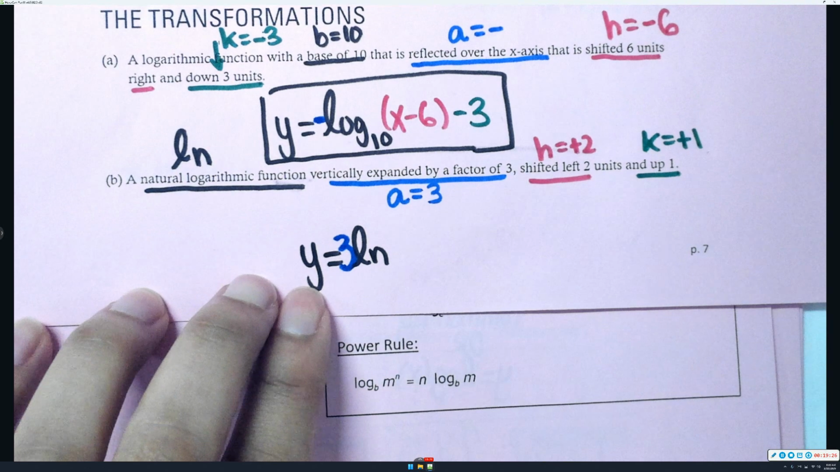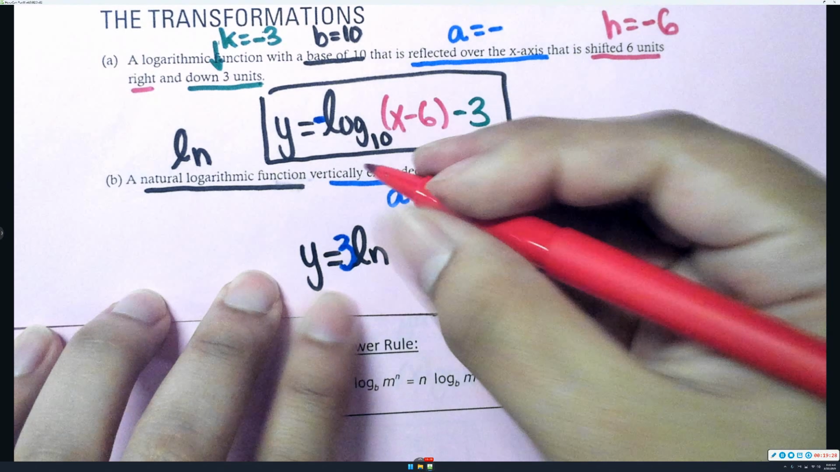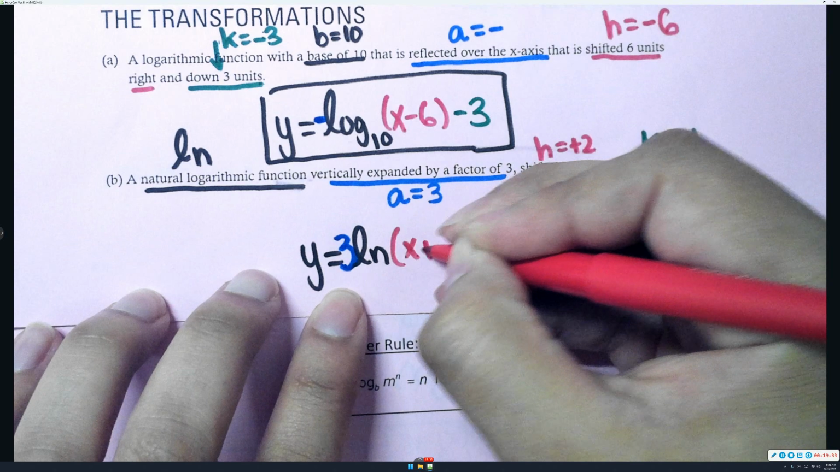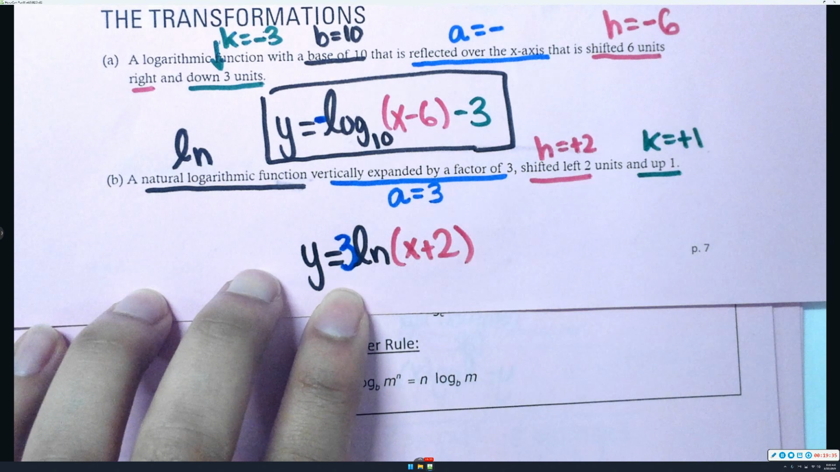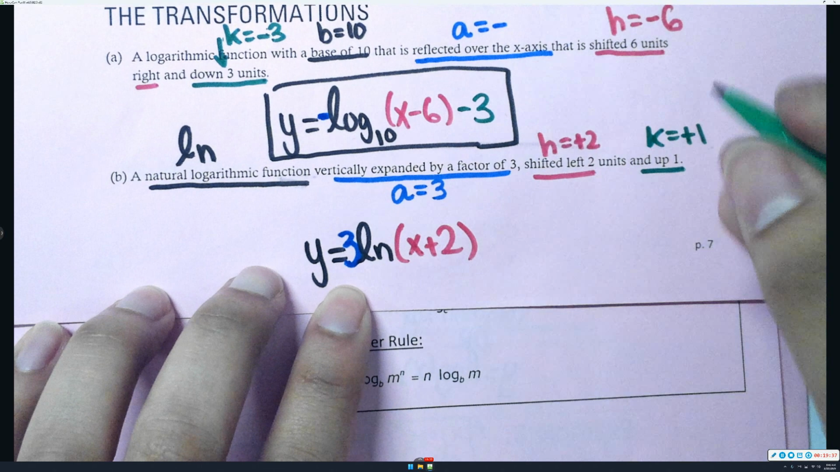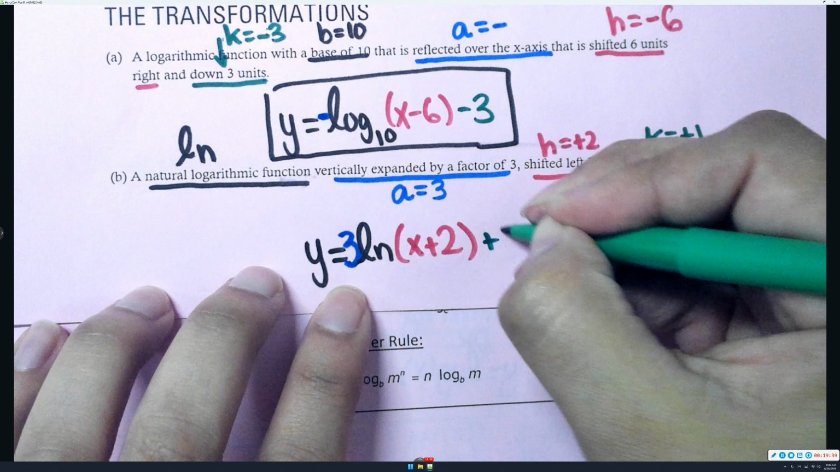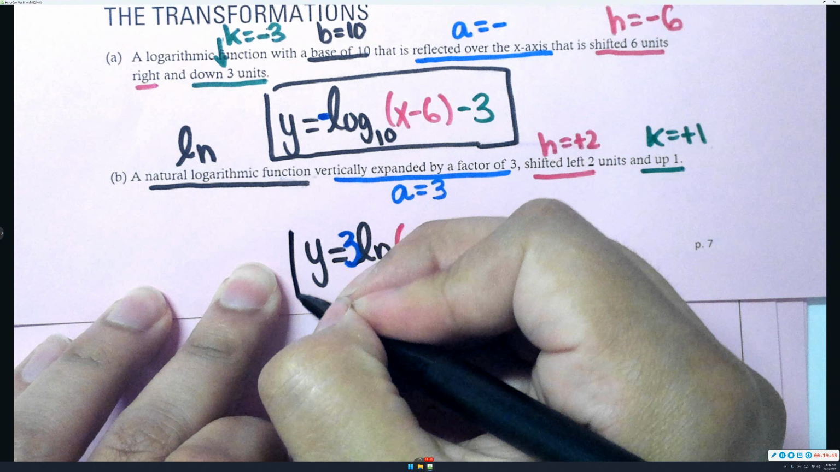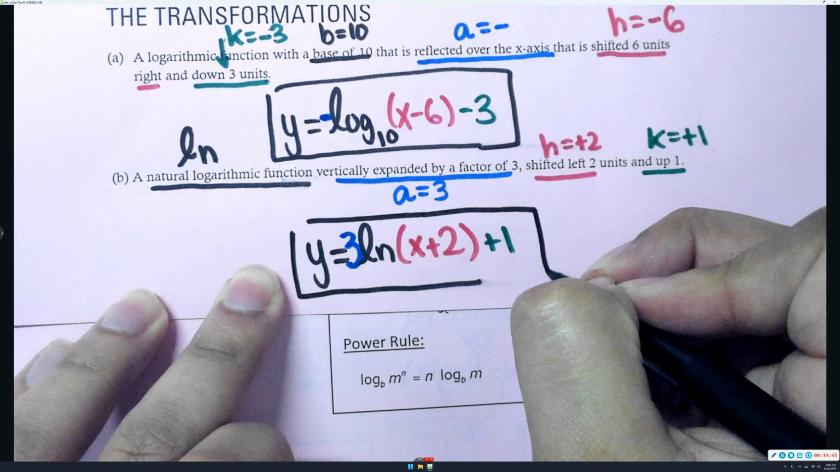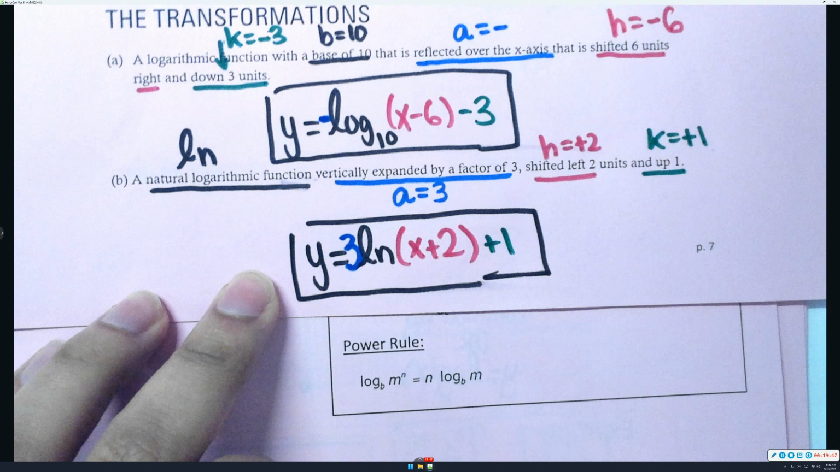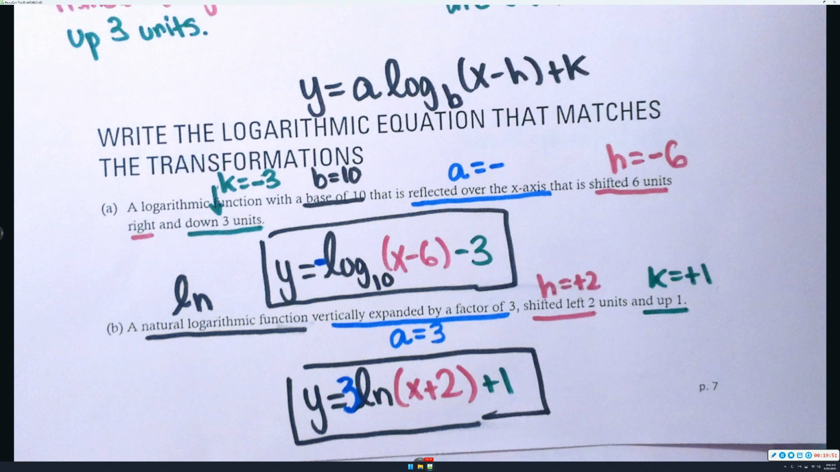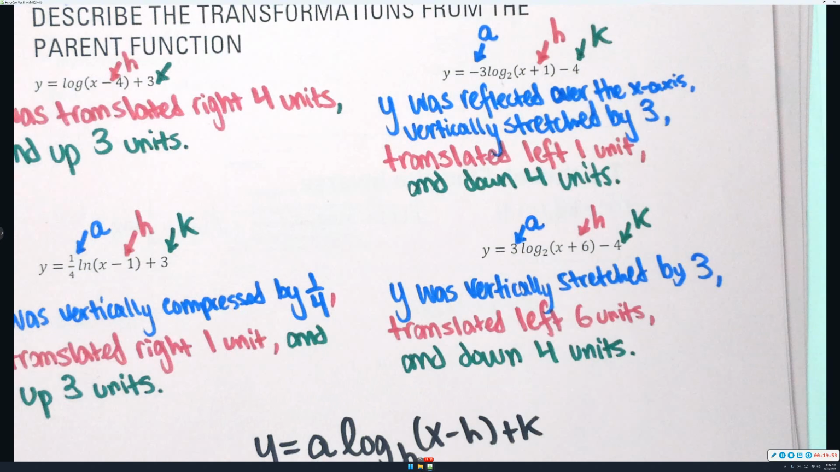All right, then we are told parentheses shifted to the left, so it's going to be x plus 2. And finally, we have a vertical shift going up by 1, so plus 1 outside the parentheses. And look at that. We have arrived at our final solution. Let's go ahead and box that up. There we go.